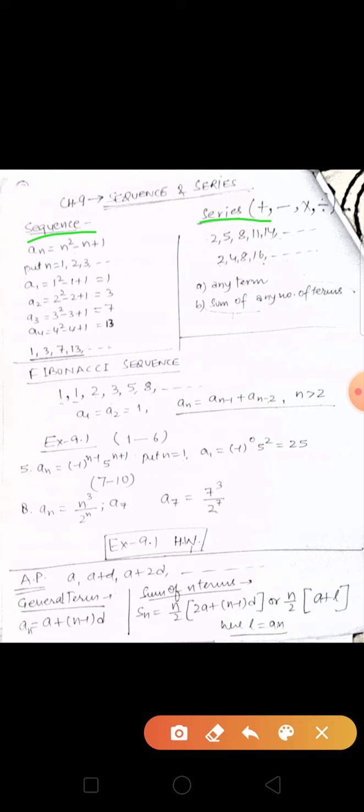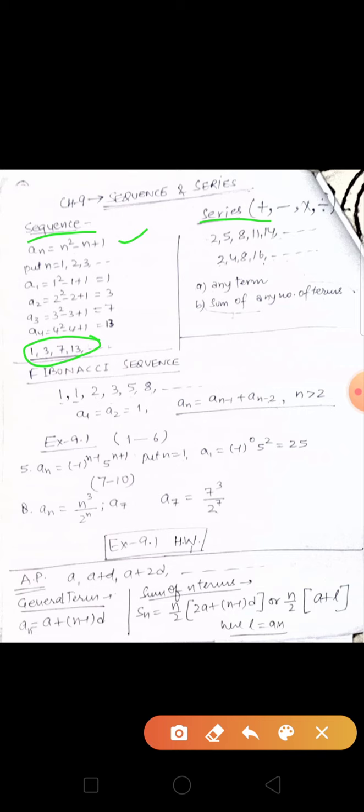So what is a sequence? If I say that a sequence has 4 terms 1, 3, 7, 13, can you tell me which is the fifth term? I'm sure that we will not be able to tell in certain cases. Here we have taken the nth term as n square minus n plus 1 and we are putting n equals 1, 2, 3 to find the first 3 or 4 terms.